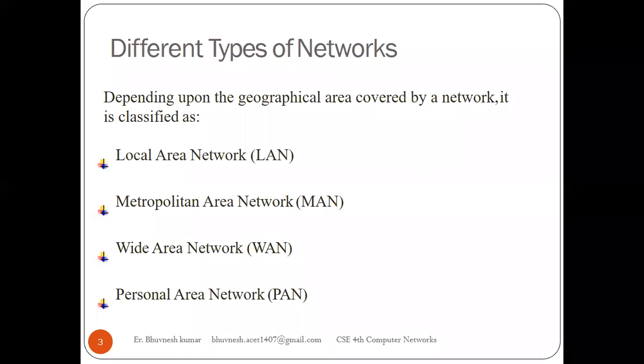Then different types of networks are there. These we have studied, but in today's lecture we will go into detail. What are they? The first network is the local area network, also called LAN. Second is the metropolitan area network. Third is the wide area network. Fourth is the personal area network. These are the four important networks that are used in the computer network field.